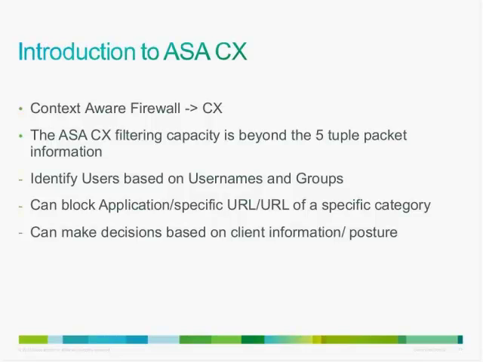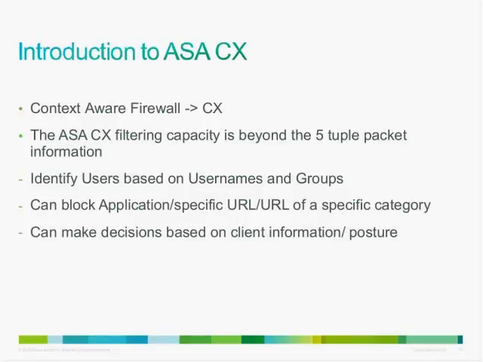So coming to our next major platform, it's introduction to ASA CX. Now, what does CX mean? As you can see, it says context-aware firewall. So CX represents context. The ASA CX is a next generation firewall. The filtering capability of the ASA CX goes beyond the normal firewall capacity, which is the 5-tuple packet information. The 5-tuple packet information is your source IP, destination IP, source port, destination port, and protocol.